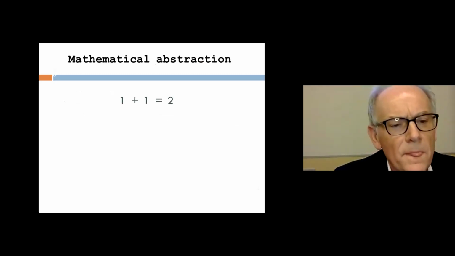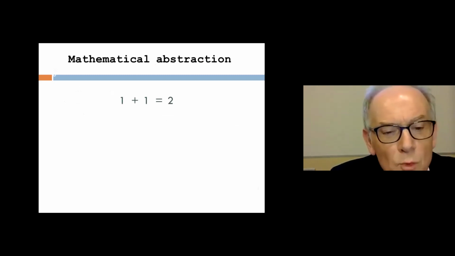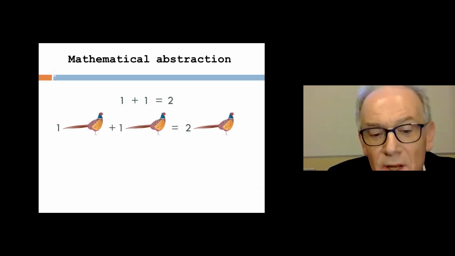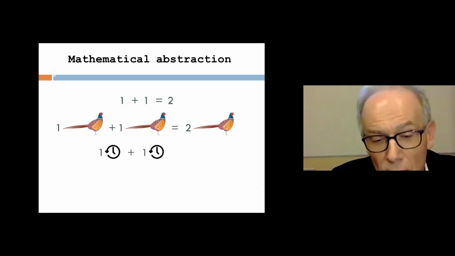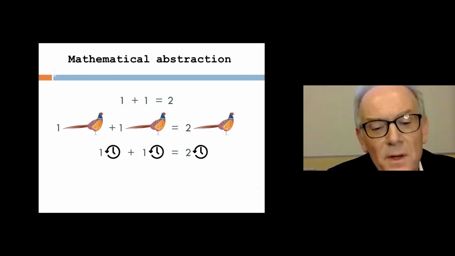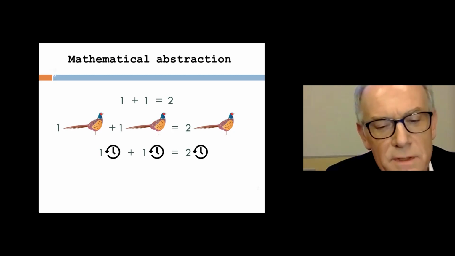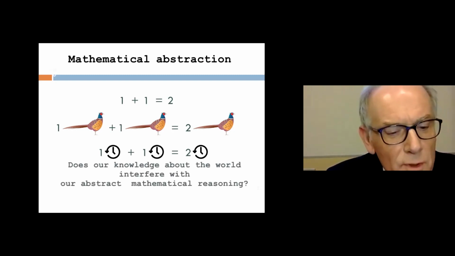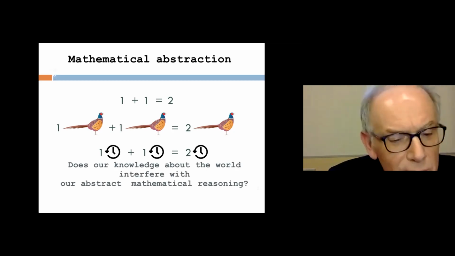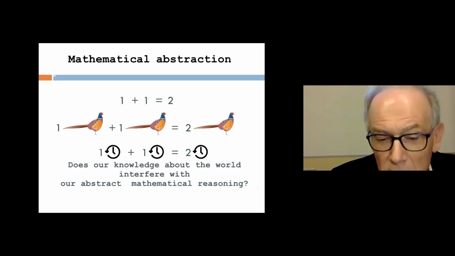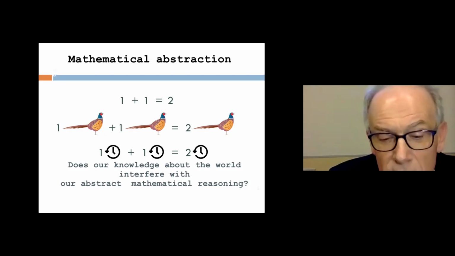To put it another way, mathematical abstraction means 1 + 1 = 2. 1 bird + 1 bird make 2 birds. 1 hour + 1 hour is equal to 2 hours. So computationally, mathematically speaking, all these situations, all these mathematical sentences, are completely equivalent. I'm going to show you that it's absolutely not the case. So the question is, does our knowledge about the world interfere with abstract mathematical reasoning? I'm going to suggest that it does interfere, whereas it should not.